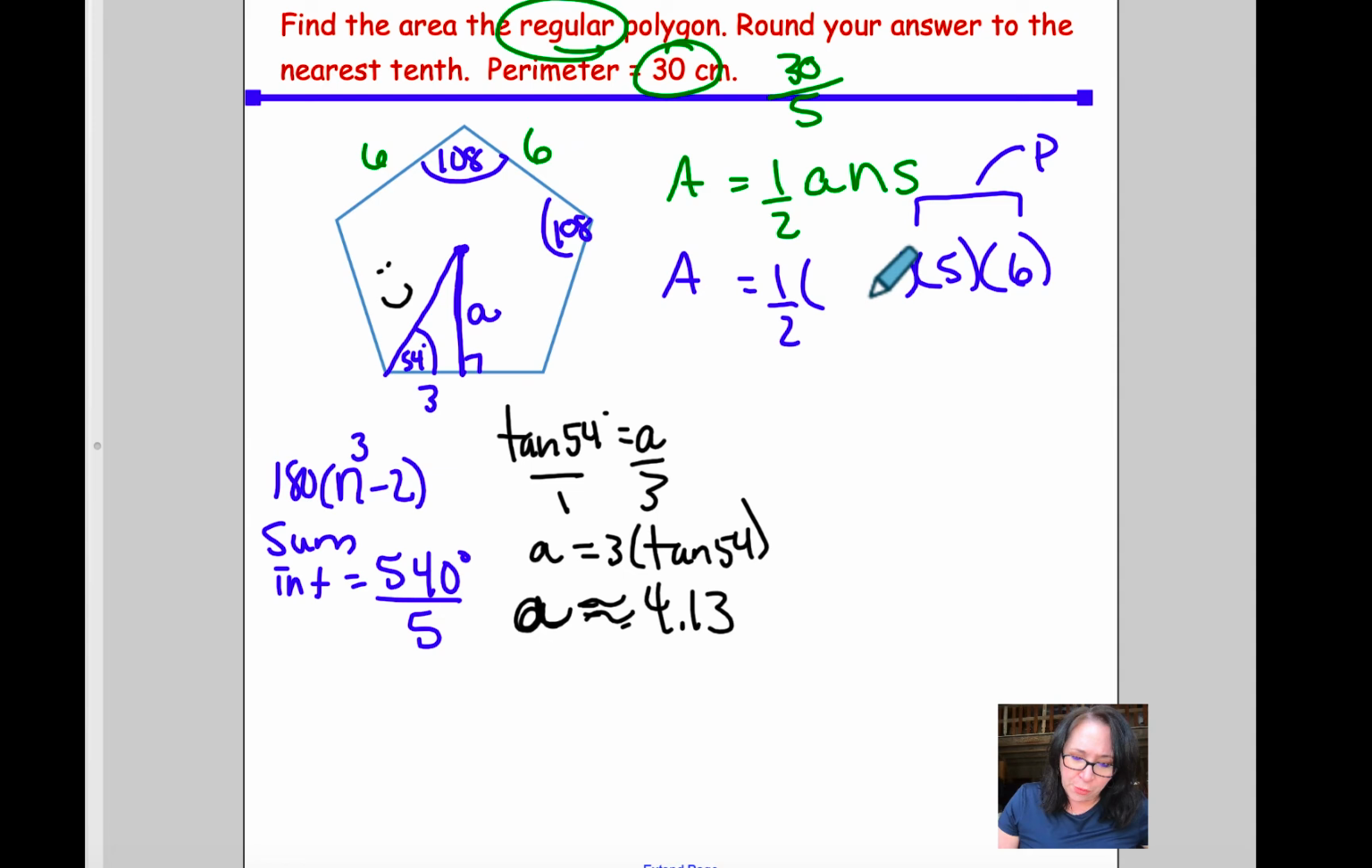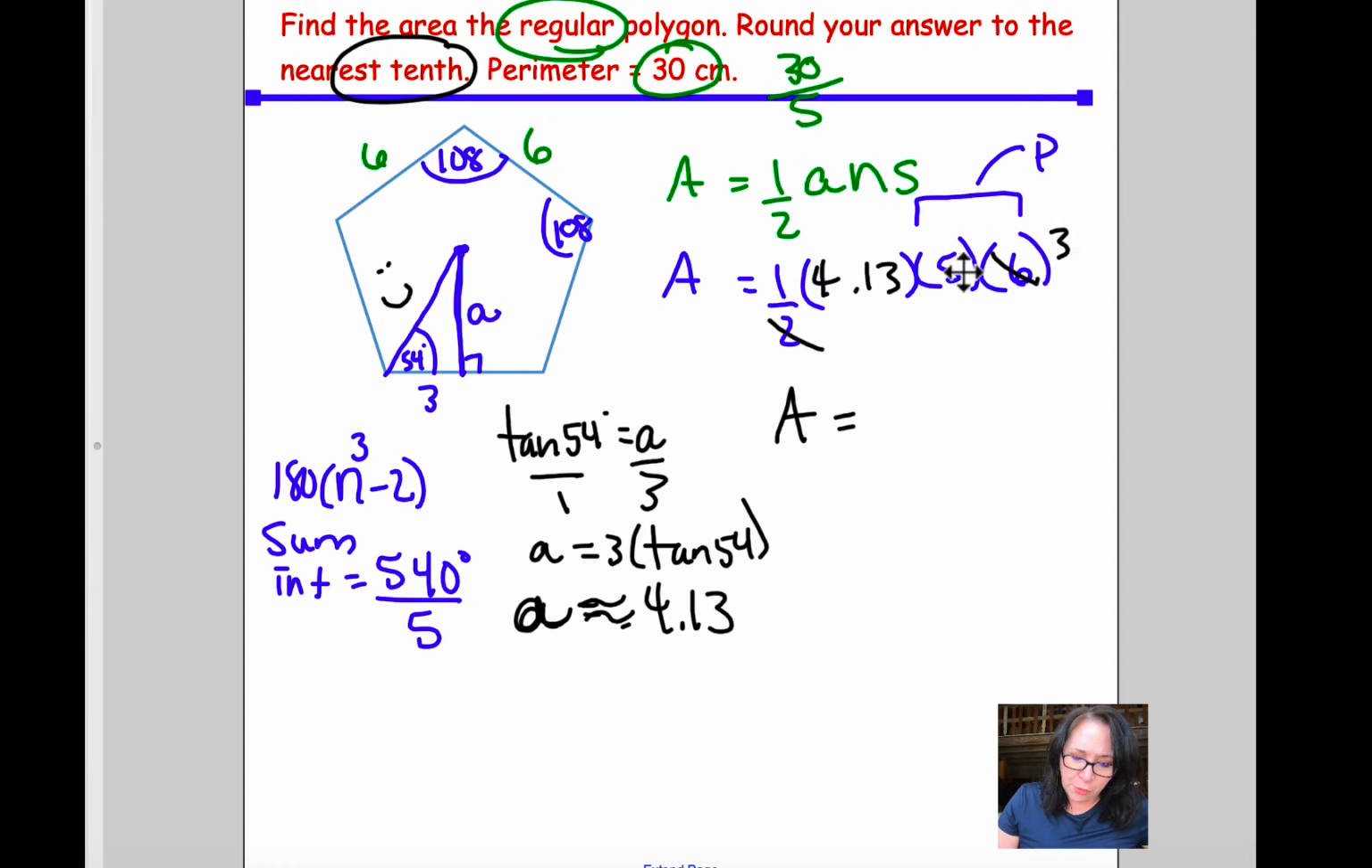So I'm going to put that up here, oh, wait, hold on. It says round your answer to the nearest tenth. All right, so I'm going to say 4.13 with the knowledge that I'm going to round this off at some point to the nearest tenth, not hundredth, like I did. So I'm going to take half of 6. Half of 6 is 3.